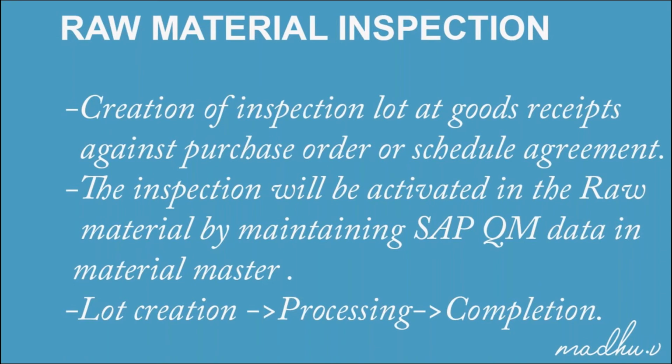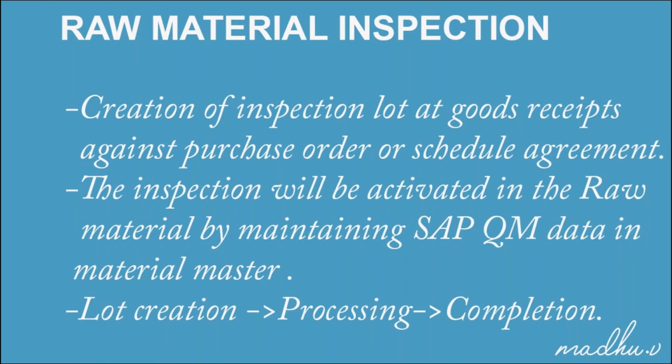If you see the notes here: creation of inspection lot at goods receipt against purchase order or schedule agreement. Let me simplify it. There is a purchase order document created by MM. That purchase order will go to the vendor, and the vendor will look into it and deliver the required raw materials to the plant. Who is creating this purchase order? The MM department, and they send it to the vendor, and the vendor delivers raw materials to the plant.